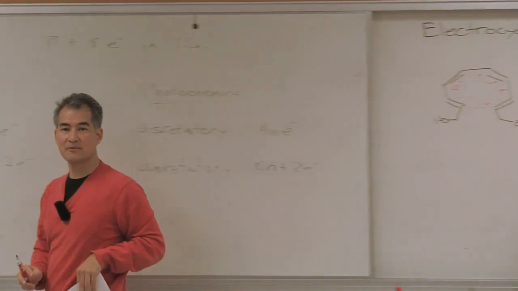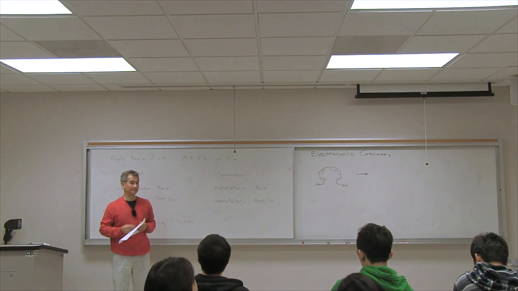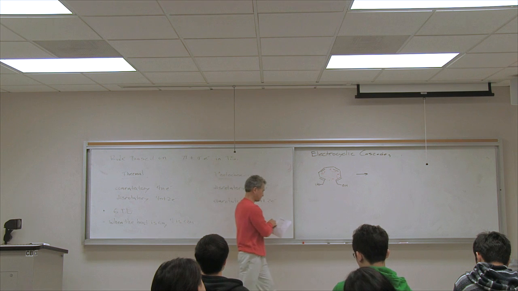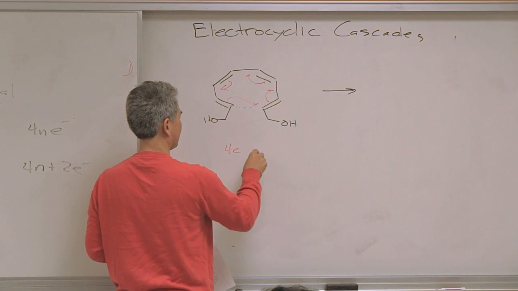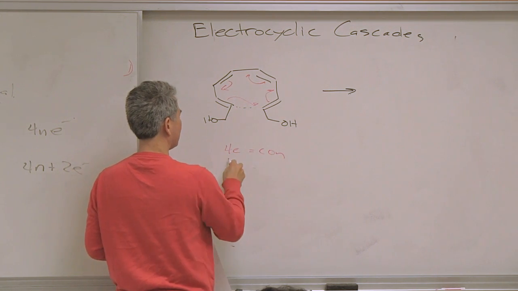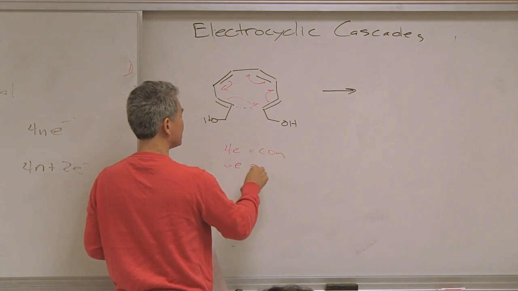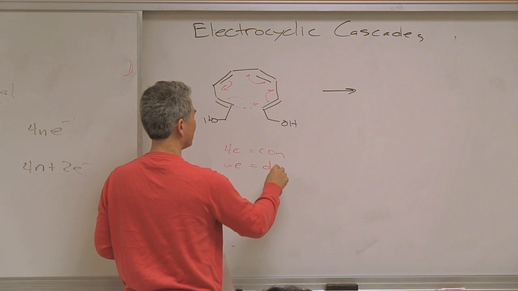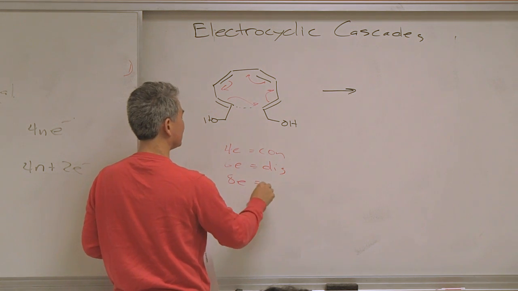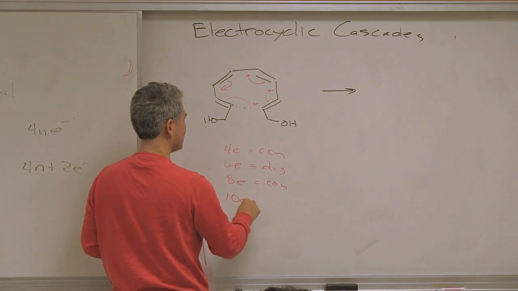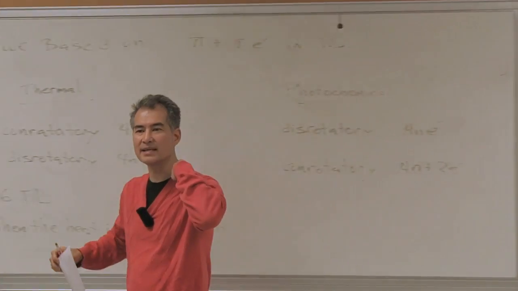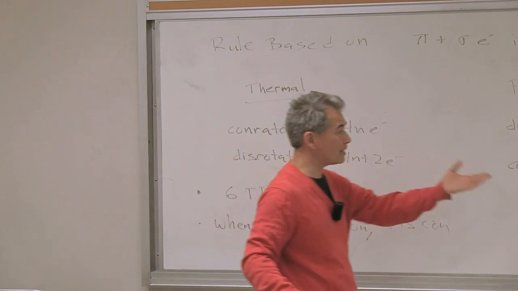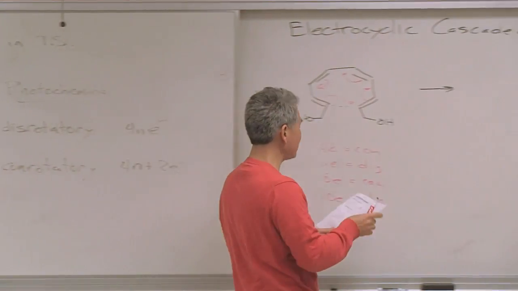Okay, conrotatory or disrotatory? Four electron is conrotatory, 6 electrons, disrotatory, 8 electrons, conrotatory, 10 electrons, etc., and so forth. And again, you only need to remember one of these, and you can remember the rest. So this is going to be 8 electrons. It's going to be a conrotatory ring closure.